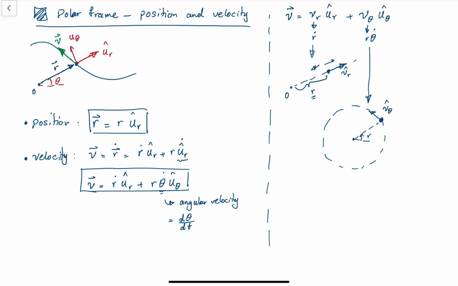So the radial component relates to how fast your distance from the origin is changing. The transverse component is related to how fast the angle is changing. And these two components of velocity add up together to give you the total velocity vector, which happens to be always tangent to the path.